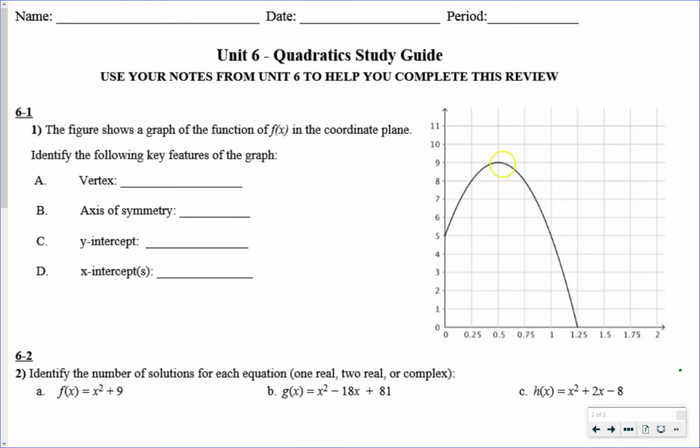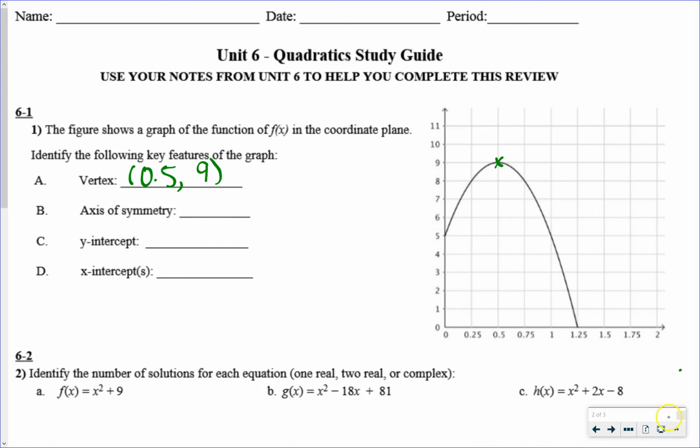Okay, vertex is the highest point on our parabola. There are two pieces. There is an x and there is a y. For this vertex, my x is going to be 0.5, and our y value is 9. That is the highest piece.